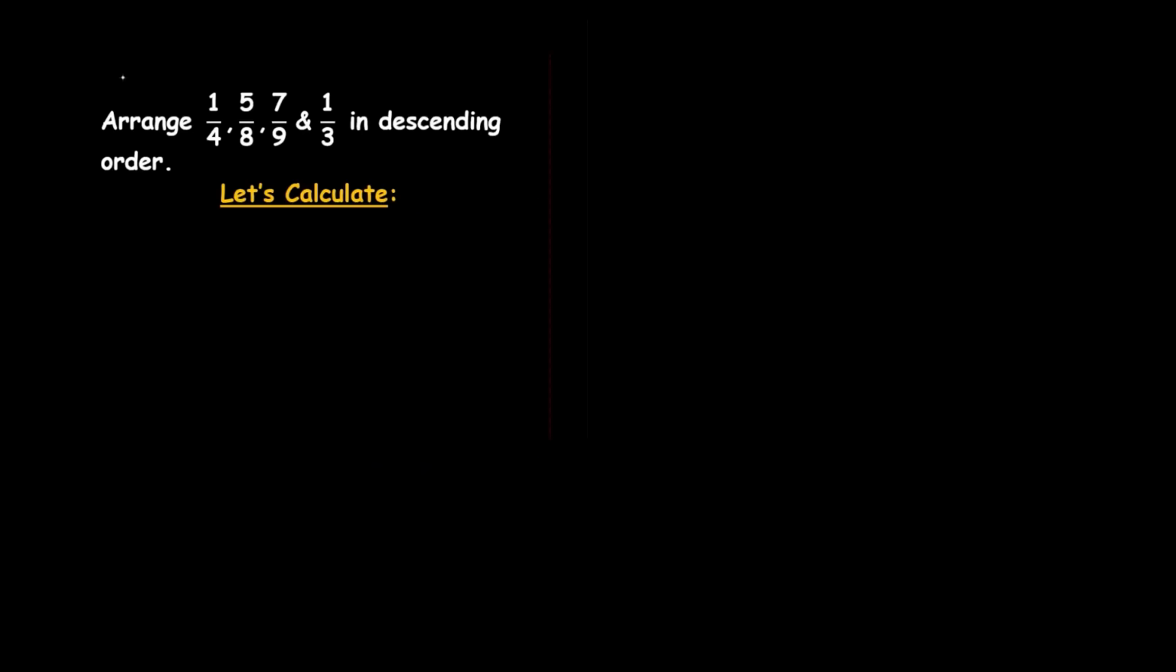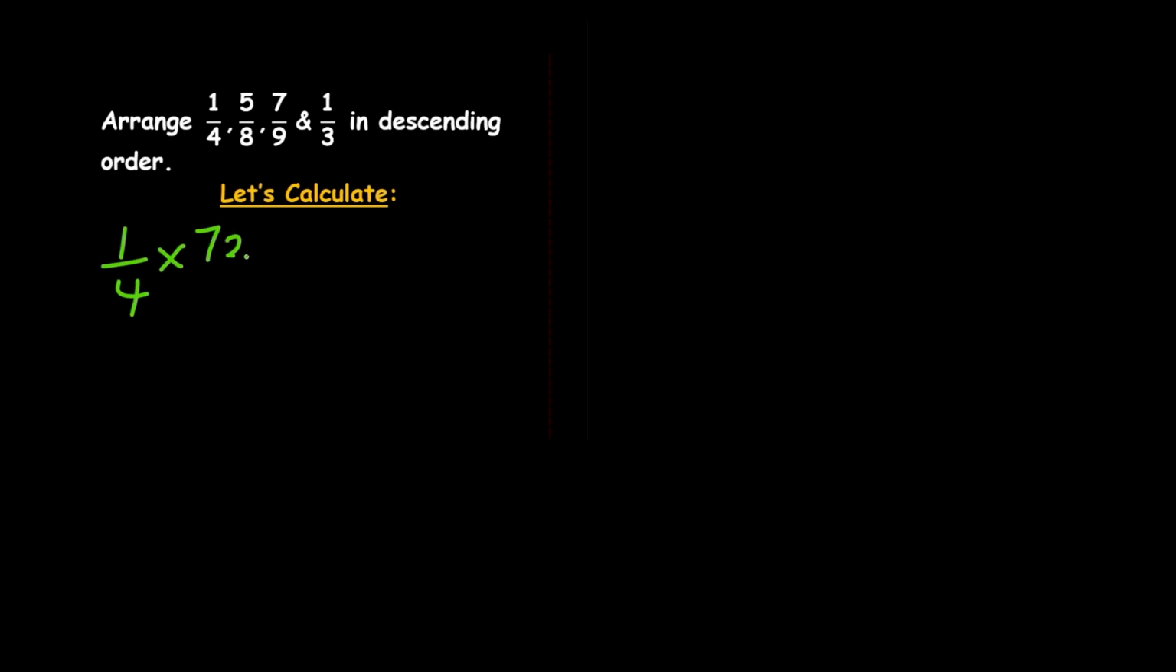Let's arrange the fractions 1/4, 5/8, 7/9, and 1/3 in descending order. We will use a common multiple. Let's go with 72. Now, multiply each fraction by 72 to compare.